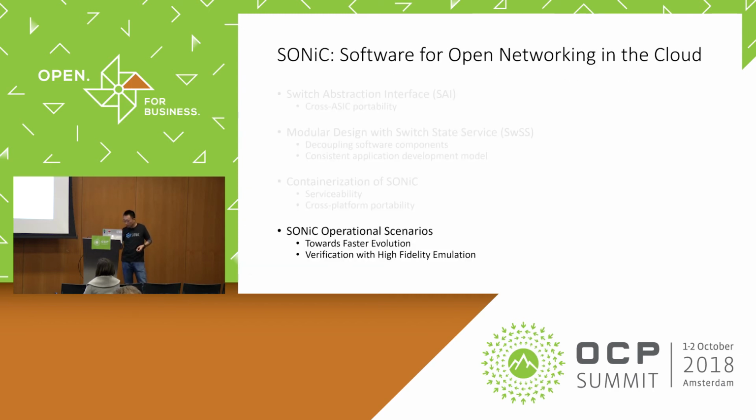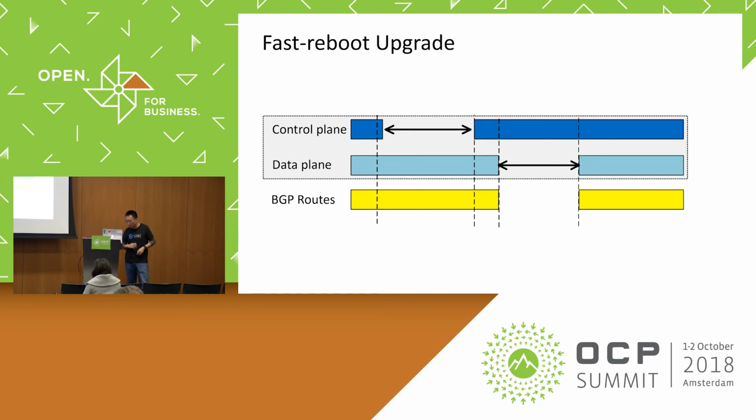I'll get to the operational scenarios a little bit. So the first operational scenario I'm going to talk about is towards faster evolution. I mentioned earlier that the whole goal of doing SONiC is to allow us to evolve the technology we have very quickly. And by evolving the software stack, you inevitably need to upgrade the OS, upgrade certain components of it, right? So I'm going to talk about 3 upgrade mechanisms in SONiC, which can be used in different contexts.